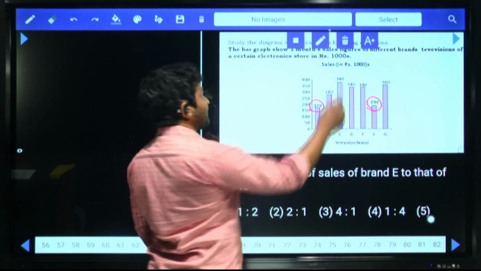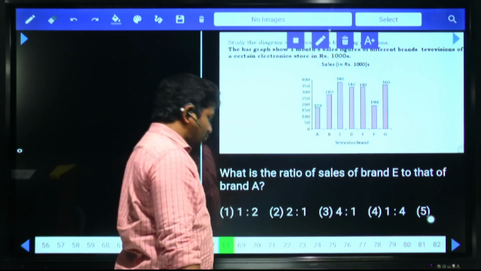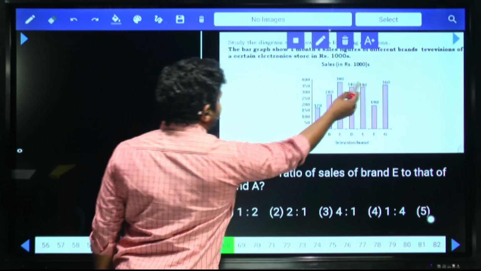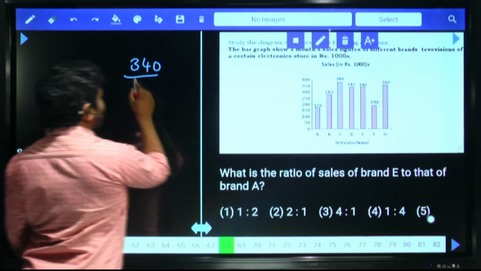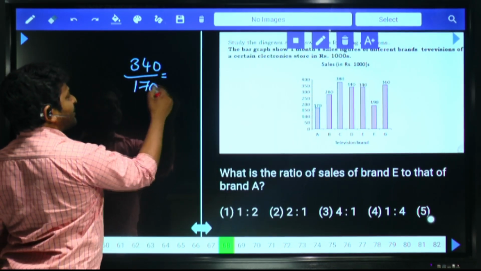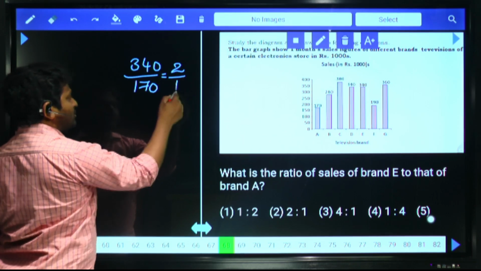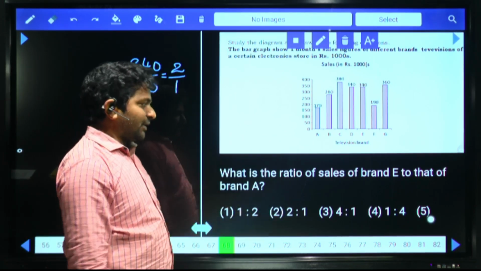What is the ratio of sale of brand E to brand A? Brand E is equal to 340. Brand A is 170. Exactly 2 times only. So that is 2 by 1. Ratio 2:1, second option.